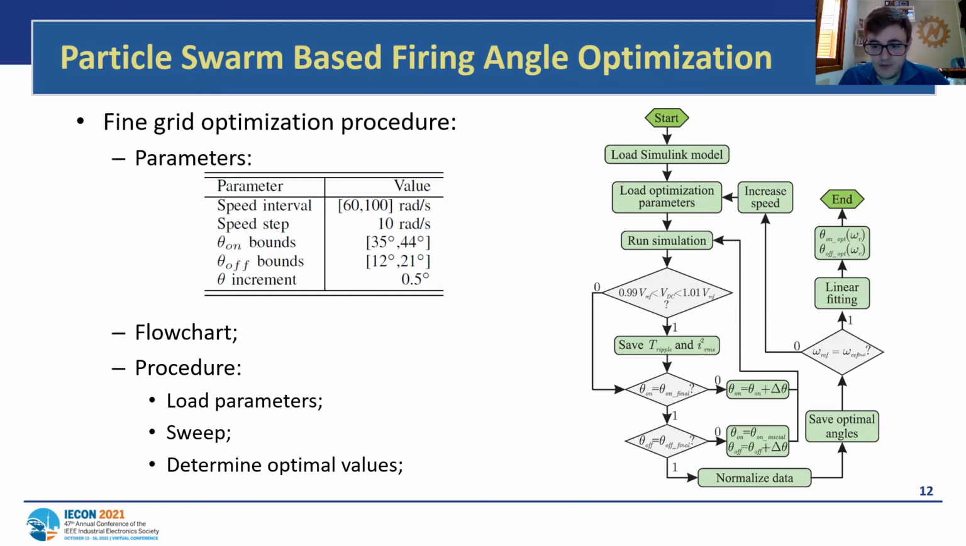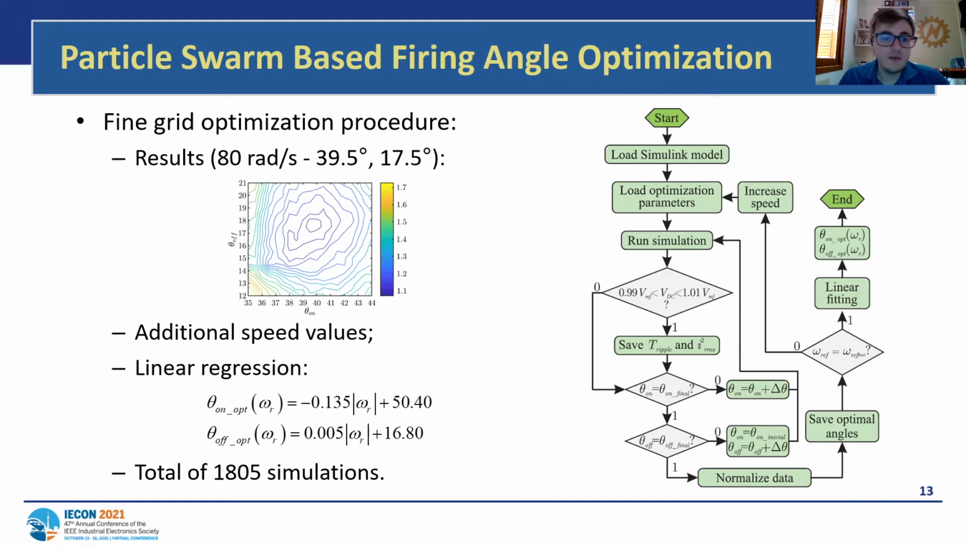The procedure is repeated for all of the different speeds, and having the optimal values for each speed value, we then carry out a linear fitting of the optimal angles, obtaining lines for implementation in the digital signal processor, for example.